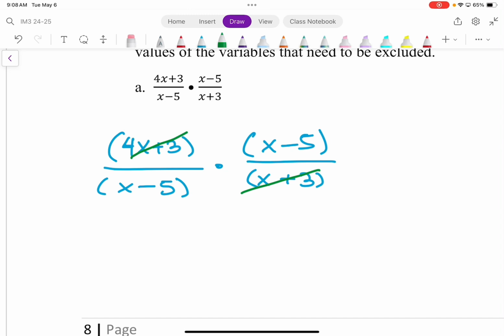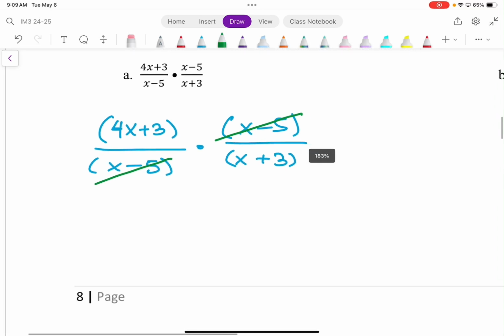Can I do that? No. Why not? The x value is not the same. A 4x plus 3 on top cannot cancel with an x plus 3 on the bottom unless the bottom group was also a 4x plus 3. In this case, it is not, so we cannot cancel that out. However, what we can cancel out is the x minus 5 with the x minus 5. So that's what we're going to do. We're going to cancel this one with this one.